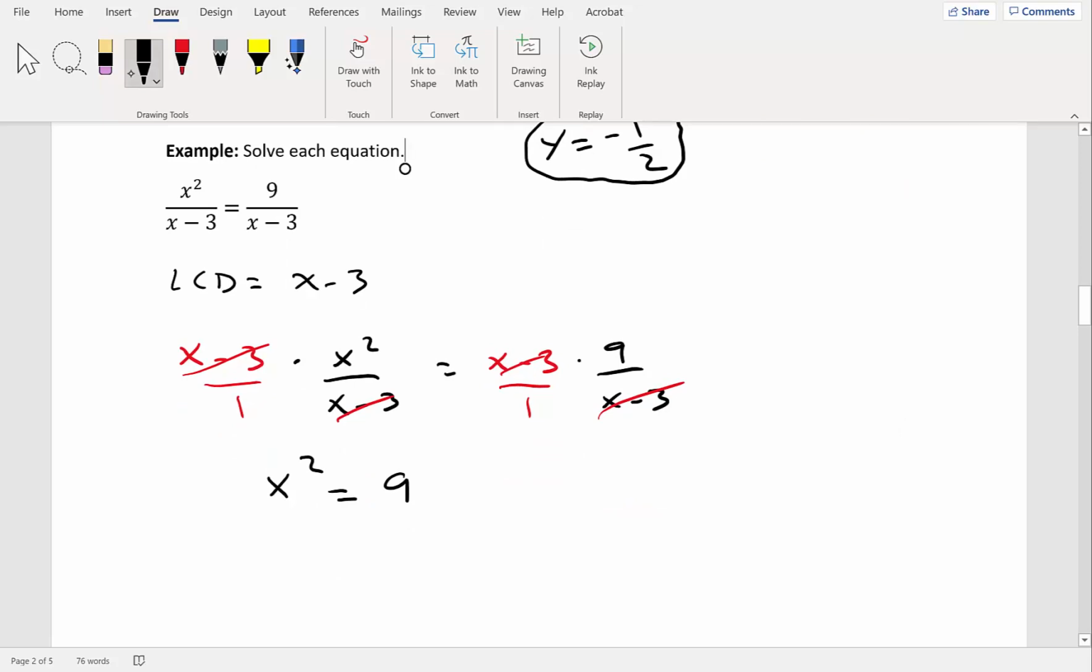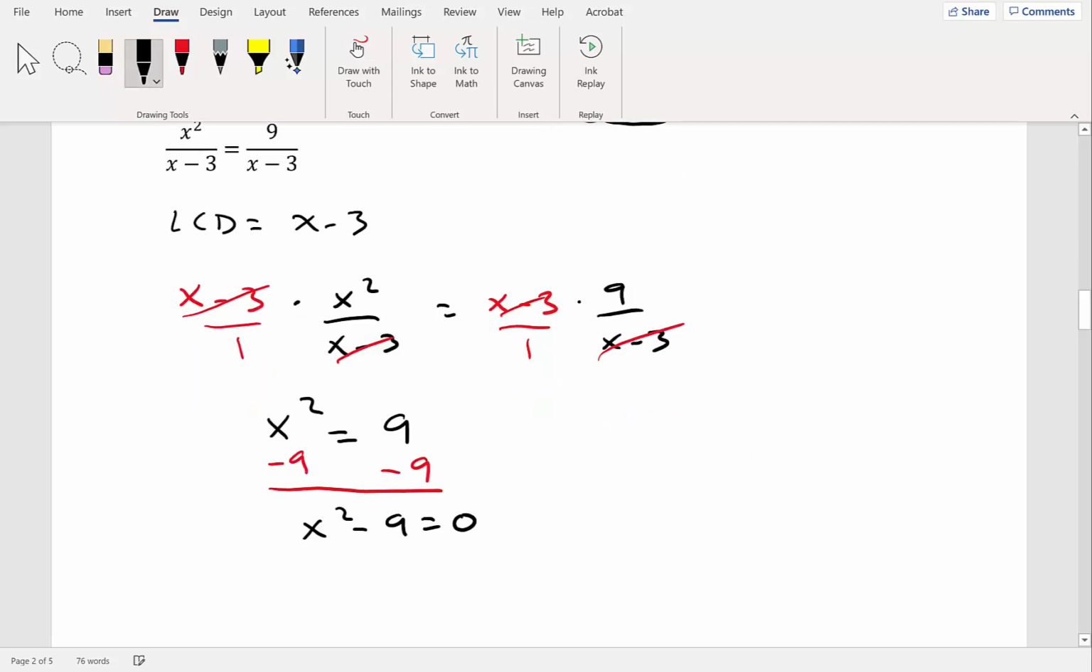So now I have this equation to solve. And now notice here we have a quadratic equation, since our x is being raised to the second power. So in order to solve this quadratic equation, we have to get into standard form. So get one side equal to 0. X squared minus 9 is equal to 0. And then once you get into standard form, you have to factor. X squared minus 9, this is a difference of 2 squares. This factors into x minus 3 times x plus 3.